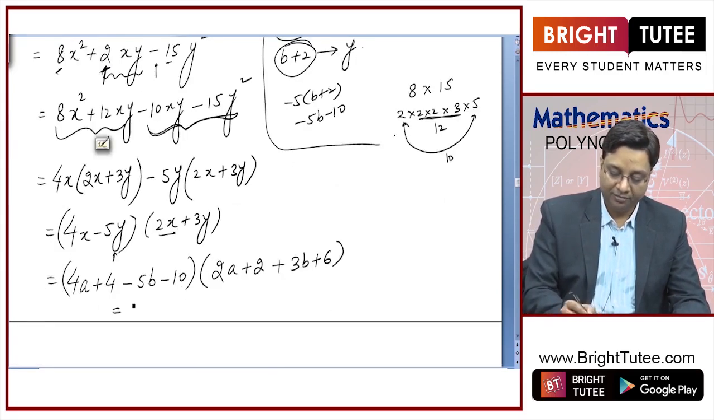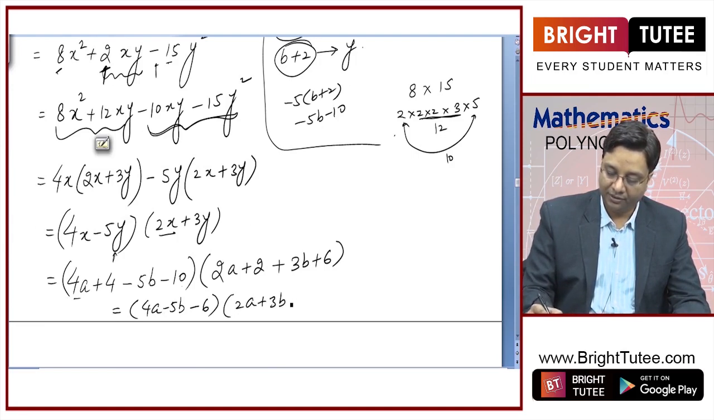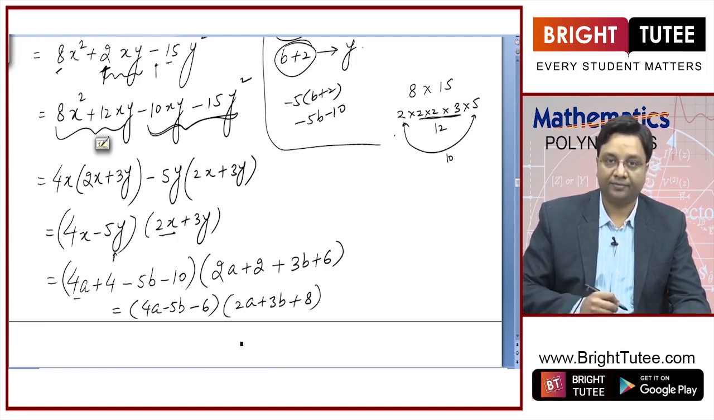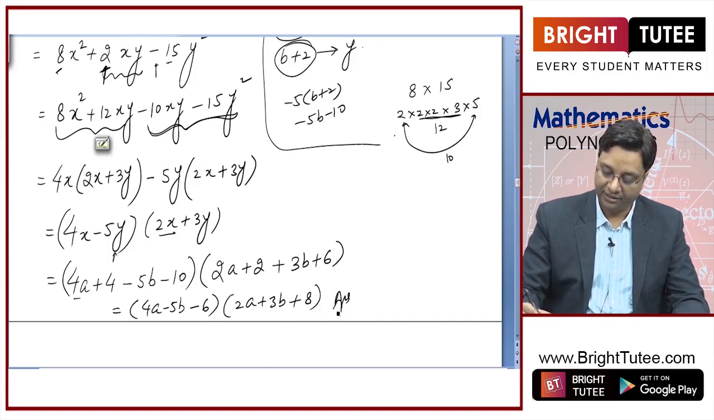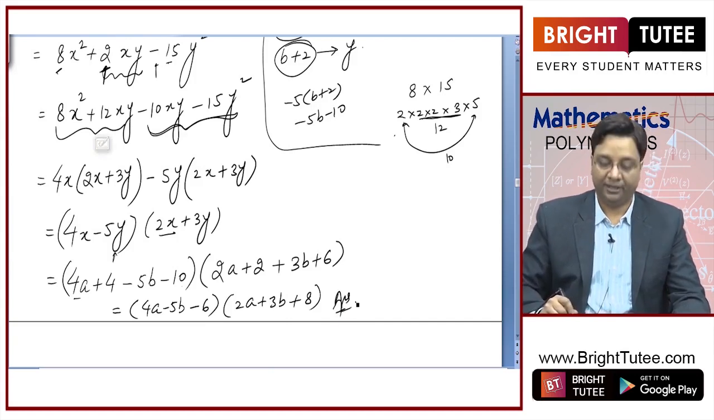Simplifying it further, 4a minus 5b minus 6, 2a plus 3b plus 8 is the factorization.